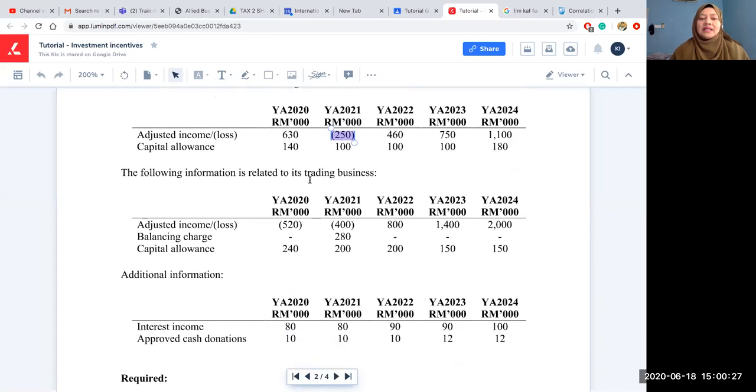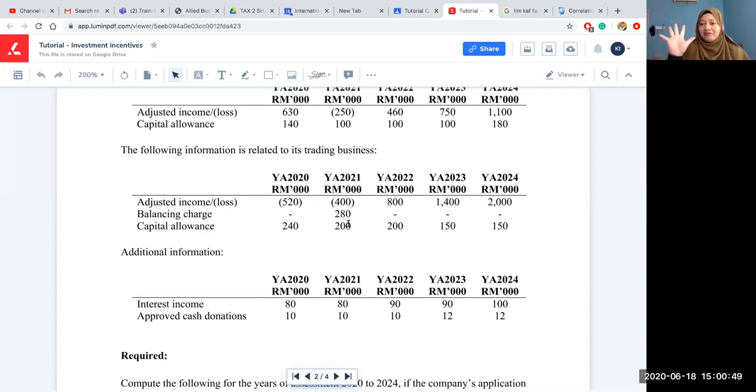And then the following is trading. Trading is a non-pioneer business. Again, you have a 5 years period, and you're given adjusted income. But for the first 2 years, you have a loss: 520,000 losses, and in the second year, 400,000 losses. So now remember, you have a 5 years period, and these losses will have an impact on the computation.